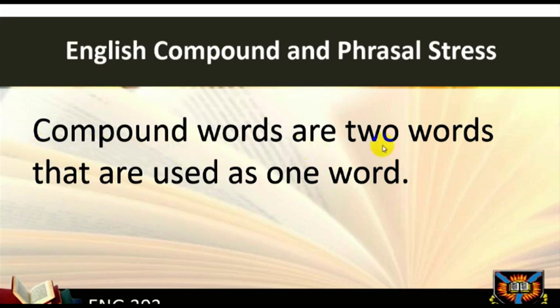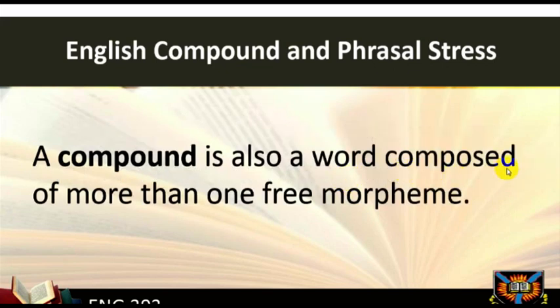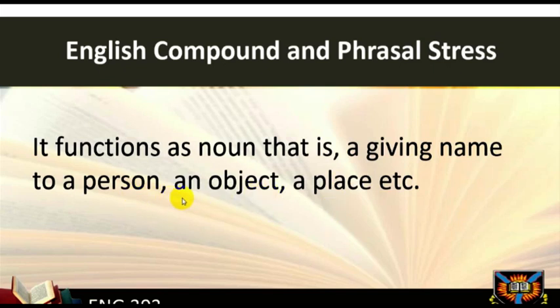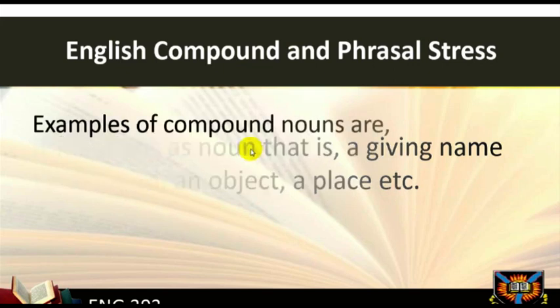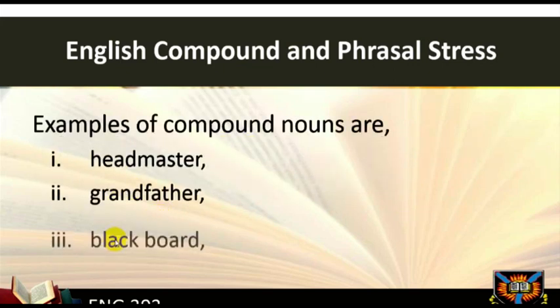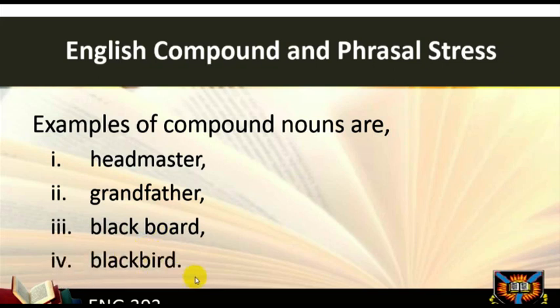Compound words are two words that are used as one word. More technically, a compound is a word composed of more than one free morpheme. It functions as a noun, that is, giving a name to a person, an object, a place, etc. Examples of compound nouns are headmaster, grandfather, blackboard, blackbird.